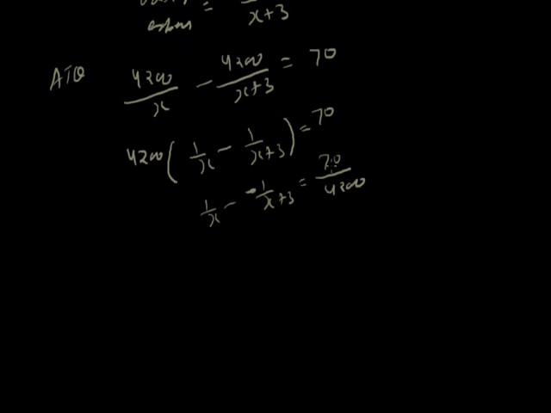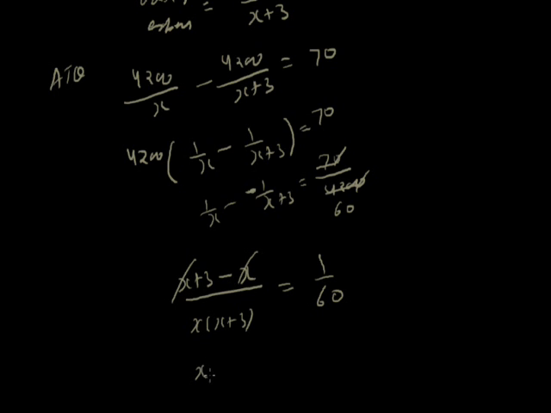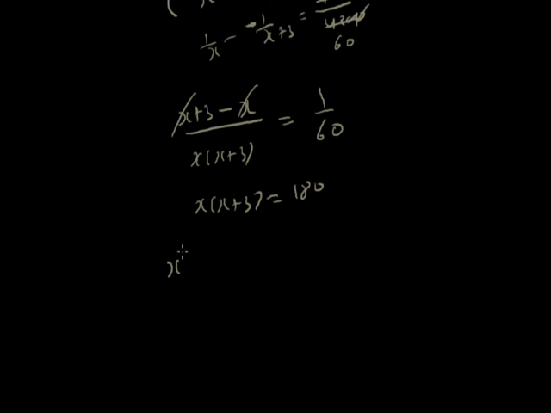So 0 से 0 cancel. 7 4 20 60 times. I take x into x plus 3 common. LCM, sorry, x और x plus 3 का LCM x into x plus 3 और न्यूमरेटर पे क्या आएगा? x plus 3 minus x is equals to 1 upon 60. x से x cancel, क्रॉस मल्टीप्लाई करेंगे तो I get x into x plus 3 is equals to 60 into 3, that is 180. So x into x, that is x square, x into 3, that is 3x.